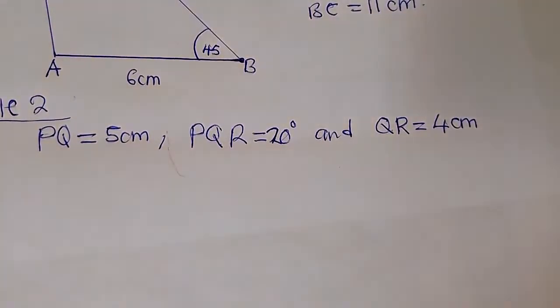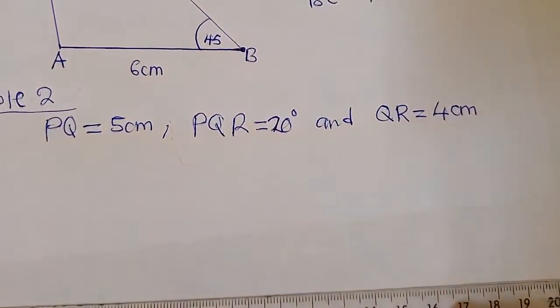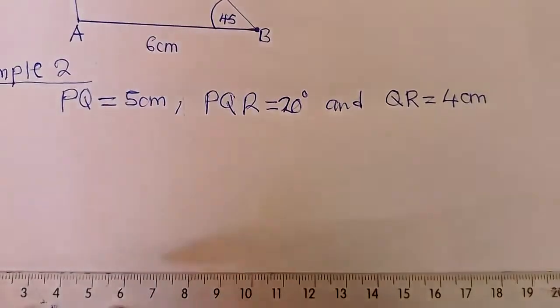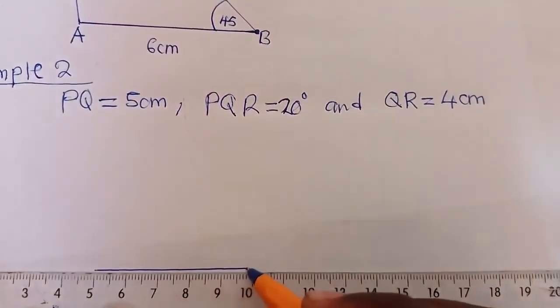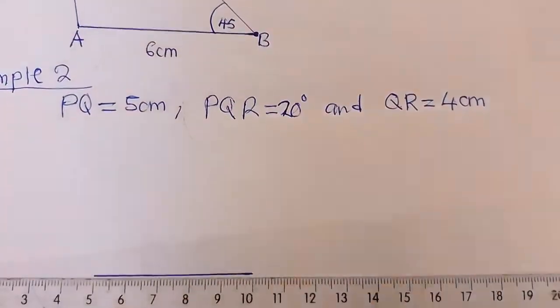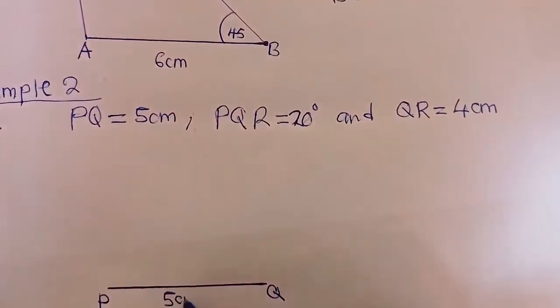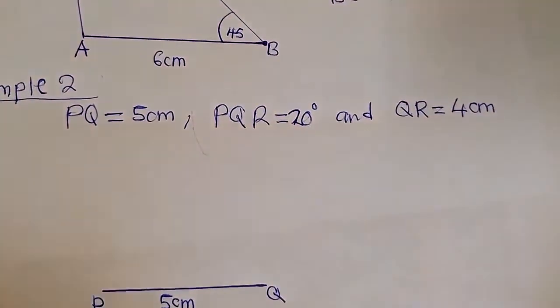As long as you are able to follow the procedures, as long as you are able to follow these instructions, then this thing will be very simple. PQ 5 centimeters. The first thing you do, PQ 5 centimeters. You measure 5 centimeters. So this is my 5 centimeters. So I will say this is my PQ, which is 5 centimeters. This is the first thing that I need to do.